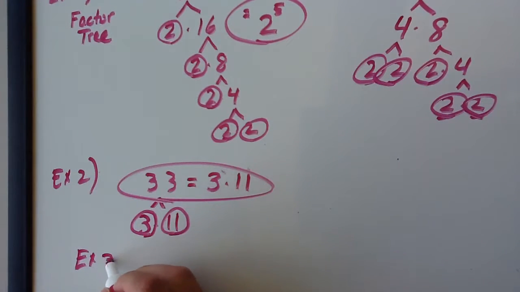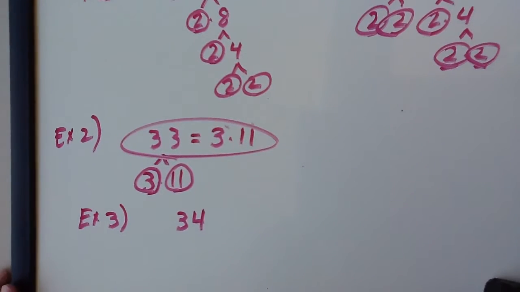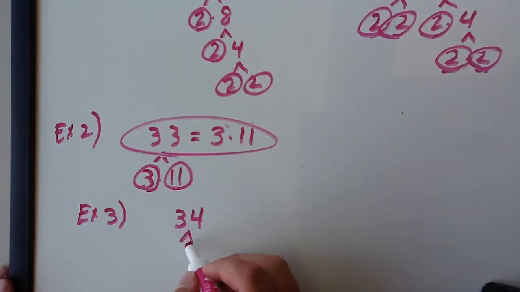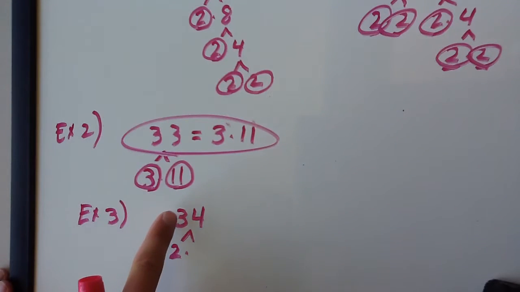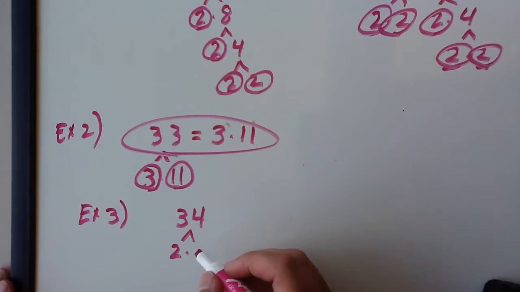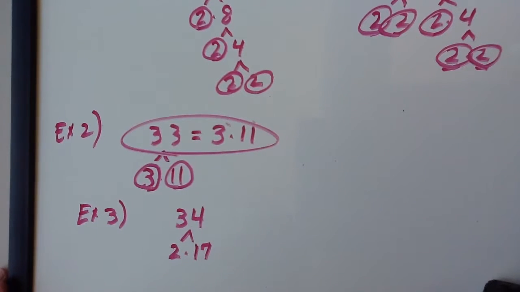Example number 3. Let's take the prime factorization of 34. I know 34 is even, so I can break this into 2 times something. Well, let's say I don't know what 2 times something equals 34. Well, I can do the inverse of multiplication, which is division, right? I can do 34 divided by 2, which would give me 17. I can double check this. 2 times 17, that would give me 34.